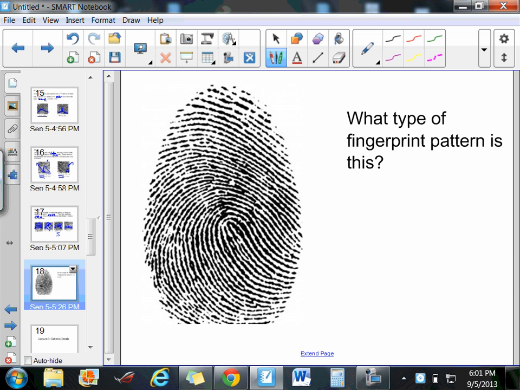So let's see if you have this down. What type of fingerprint pattern do you think this is? I would like you to answer that question in the Google form below. This is a partial print, so I want to see if you can figure this out just by the context clues. I'm going to give you a hint: follow one of these ridges and see where it enters and exits.